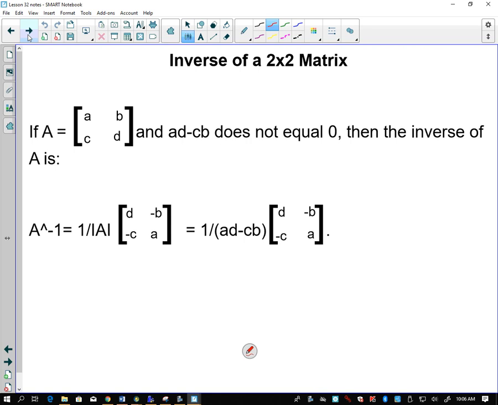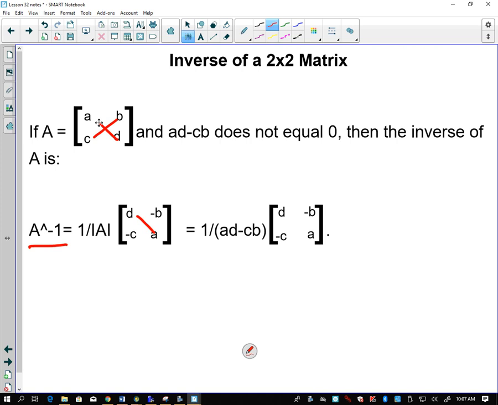So here we're getting to see some matrices, and this is really the best I can do with the tools that I have here. If matrix A was A, B, C, D, and AD, so cross multiplying from top to bottom, AD minus C times B does not equal 0, then the inverse of A, or what we see down here, is D times A. So we flip the upper left and the bottom right.